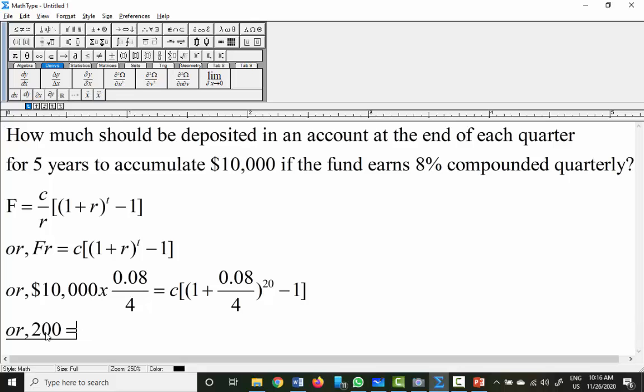C multiplied by, and you can type it exactly like that way. So bracket 1 plus 0.08 divided by 4, bracket close, power 20, and then minus 1.